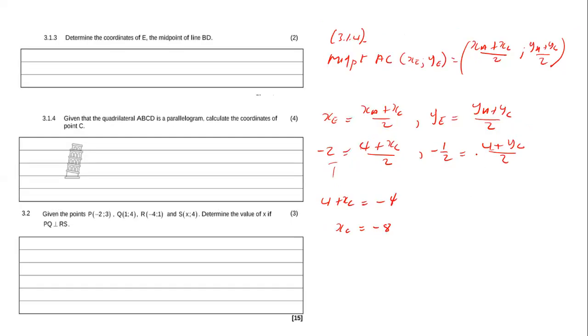The same applies here. We cross multiply. We say 2 multiplied by the whole thing: 2 times (4 plus Y of C) equals 2 multiplied by negative 1, which is negative 2. We divide both sides by 2. Here we have 4 plus Y of C equals negative 1. Then we transpose 4 to the other side of the equation, and the answer will be negative 5. So the coordinates of C will be negative 8, negative 5.